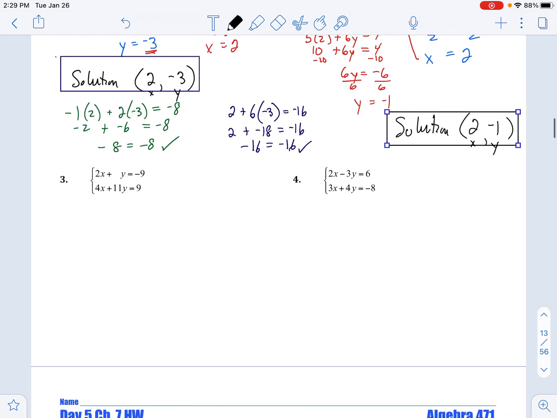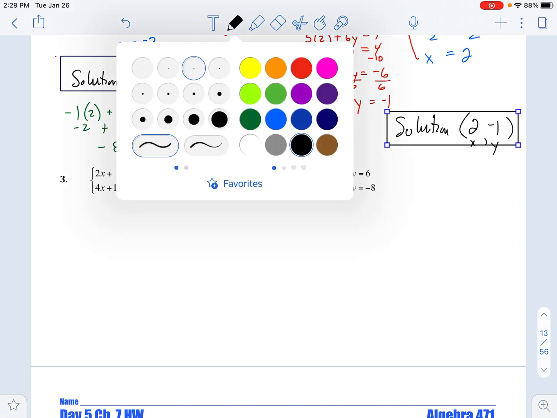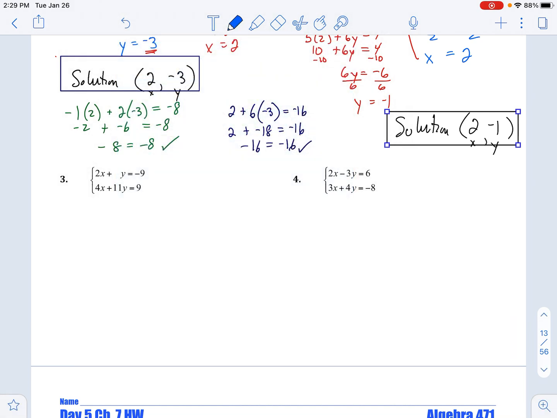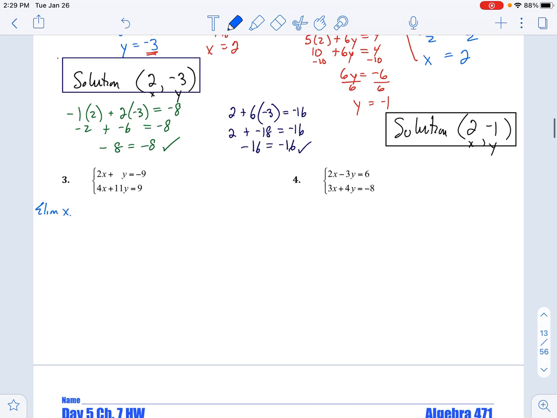As I take a look at problem number 3, we have both equations in standard form. The goal is to try to eliminate a variable. I notice that I have a 2x and a 4x and a 1y and an 11y. I think it would be easiest to eliminate the x, because if I multiply the top equation by -2, I'll get a -4x and I already have a positive 4x.